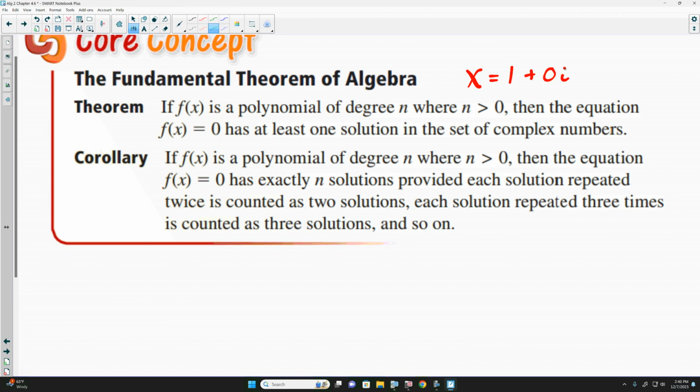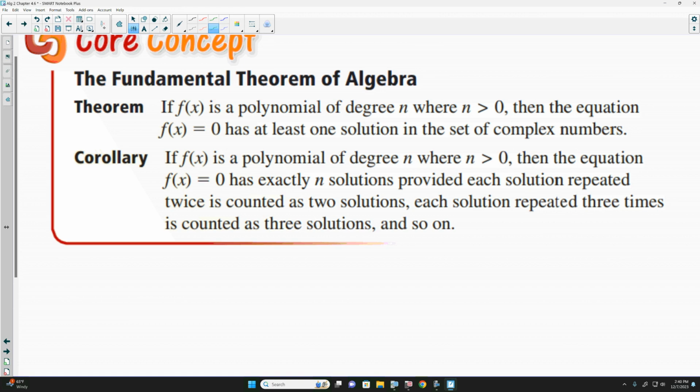Ta-da, I made it a complex number. So it has at least one solution in the complex set. That's not a whole lot to that. But the corollary from it is important. Well, both of them are important. We use the corollary a little more than the other.